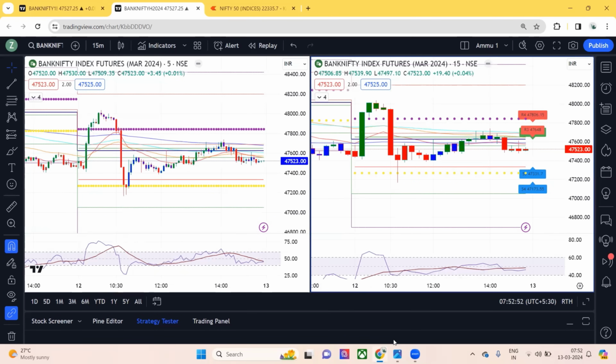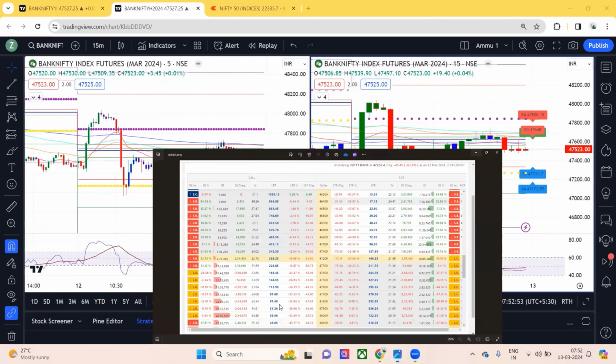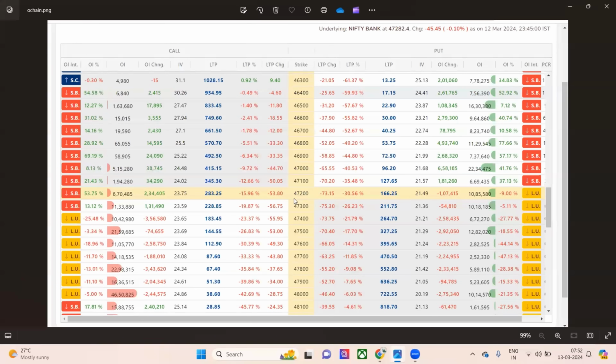Now let's start with the OI analysis for today. The spot is at around 47,200 level. You can see both the call as well as the put sides have a good number of short buildup. Calls even in the money show short buildup. That means we are not expecting a good up move. There can be a potential down move or a sideways market.